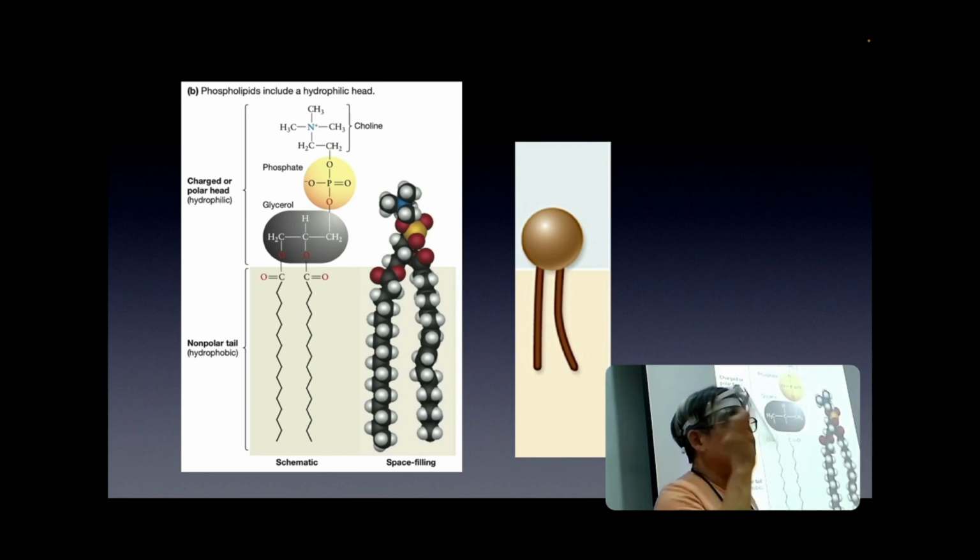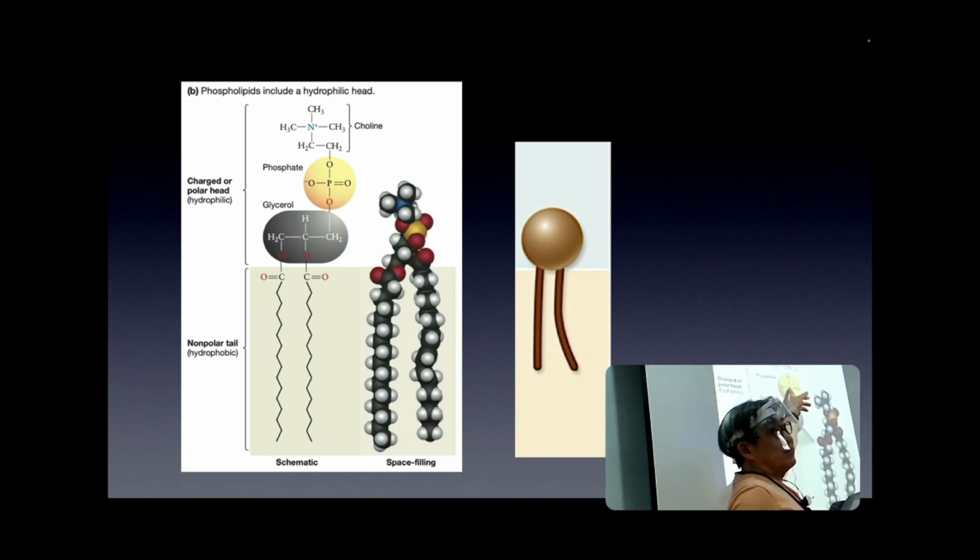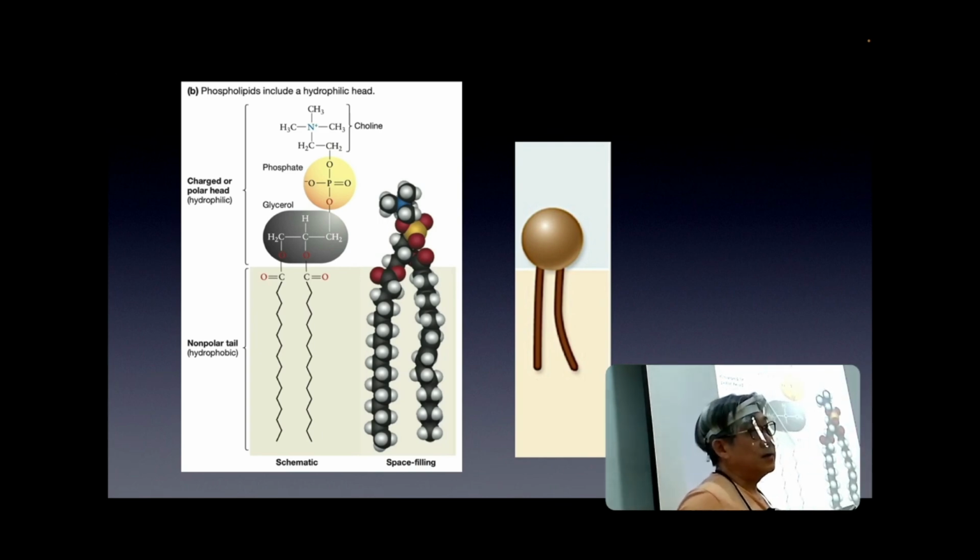So a phosphate containing lipid. Now the problem is phosphate. This is what the phosphate looks like. What do you see immediately? How many oxygens do you have in the phosphate? 4 freaking oxygens are there, so you're going to have a problem. It's going to be polar.